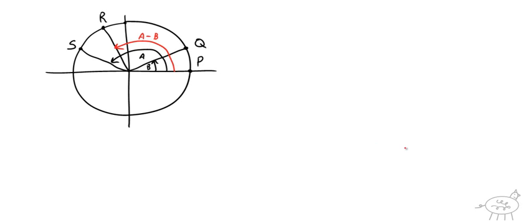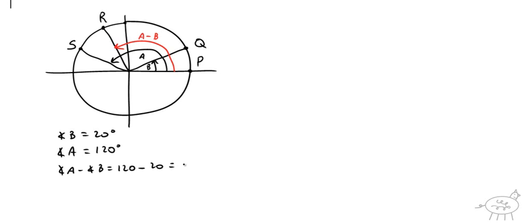So once we have that established, let's talk about some distances. Let's throw in a couple of values, just so you can see different chords and different arcs that are equal. If I said that angle B is equal to 20 degrees, and angle A is equal to 120 degrees, that means angle A minus angle B is equal to 120 minus 20, which is 100 degrees.